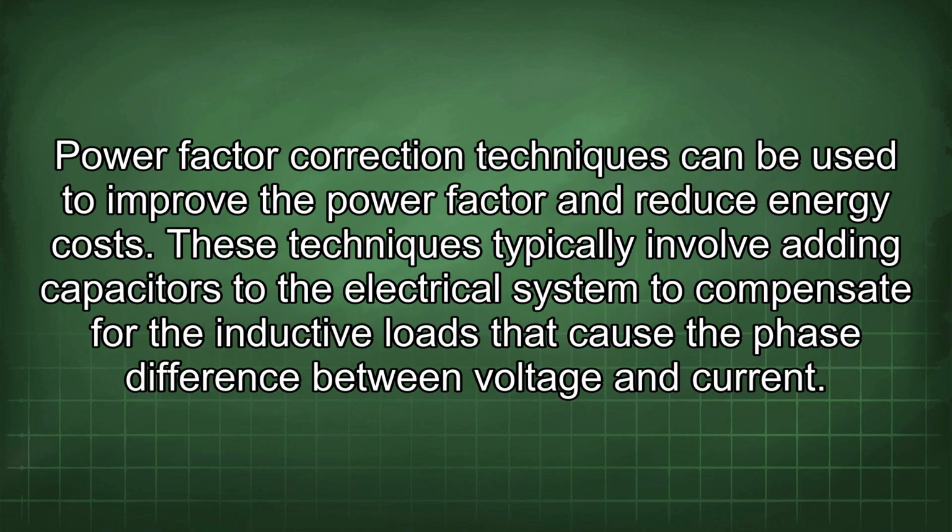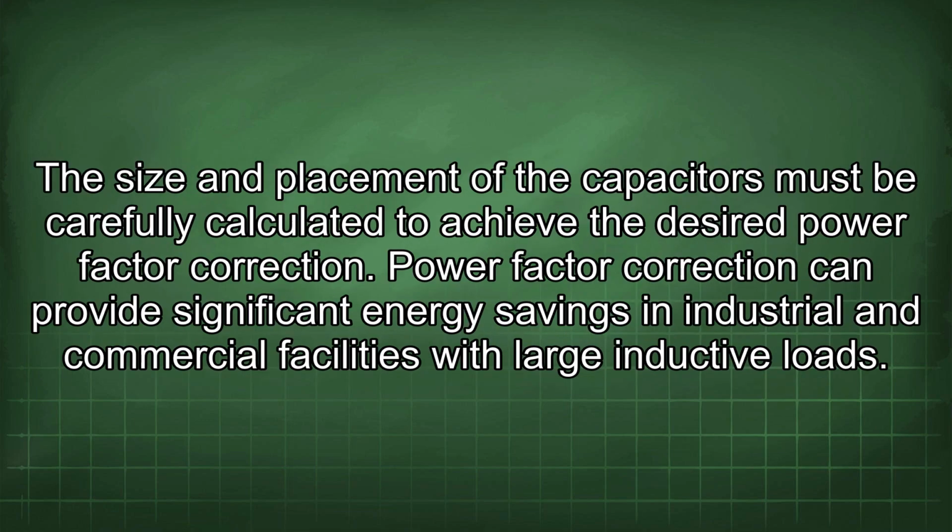Power factor correction techniques can be used to improve the power factor and reduce energy costs. These techniques typically involve adding capacitors to the electrical system to compensate for the inductive loads that cause the phase difference between voltage and current. The size and placement of the capacitors must be carefully calculated to achieve the desired power factor correction. Power factor correction can provide significant energy savings in industrial and commercial facilities with large inductive loads.